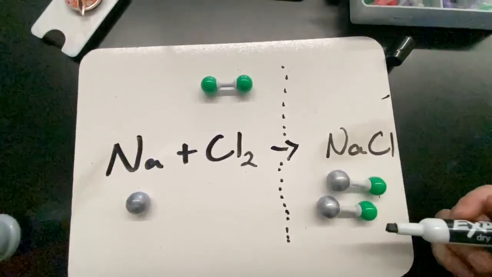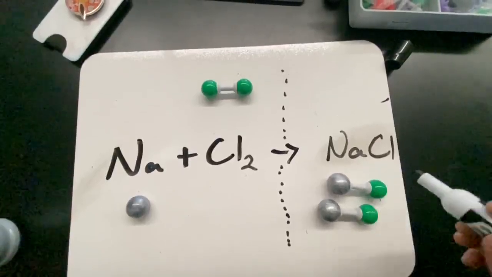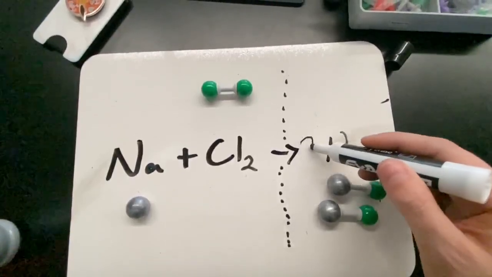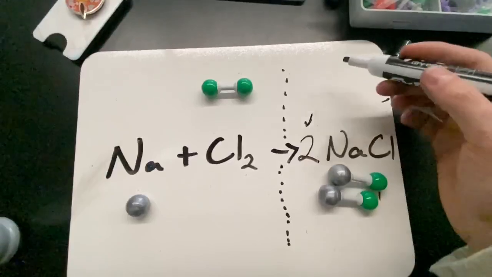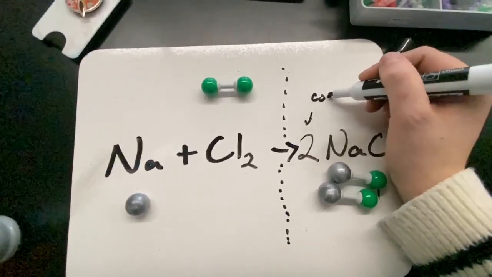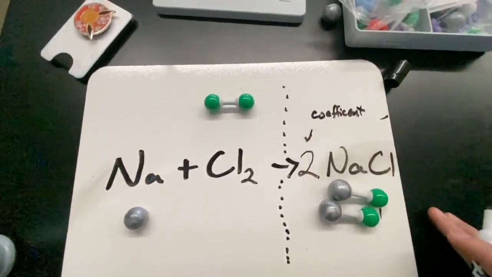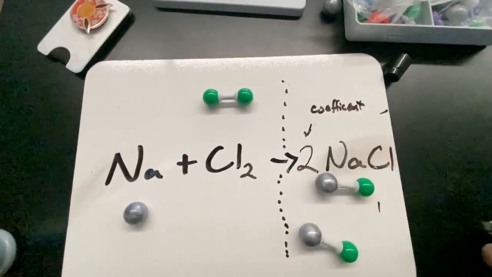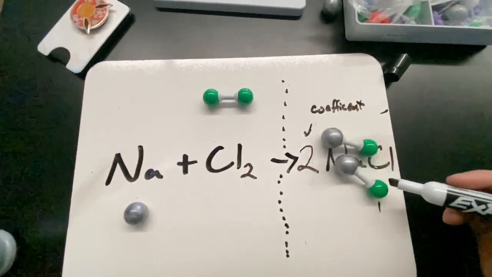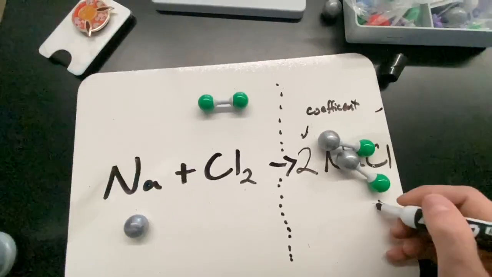When I do that, because we have 2 molecules here, it becomes a big 2 in the front. This is called a coefficient, if you don't remember. Let's see if I can write that. Coefficient. That tells us how many molecules we have. So, coming back over here, instead of having 1 chlorine, we now have 2. We have 2 green ones over here.